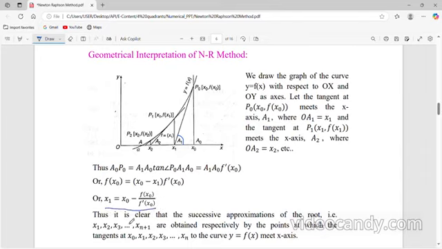So it is clear that the successive approximations of the root, that is x1, x2, x3 dot dot dot xn plus 1, are obtained respectively by the points at which the tangents at x0, x1, x2, x3 up to xn to the curve y equals f of x meet the x-axis.